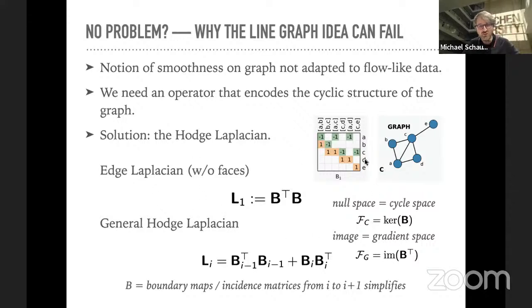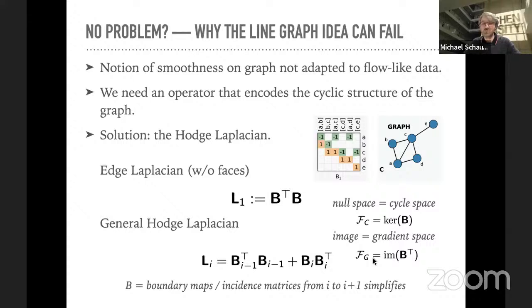But let's focus on the edge Laplacian for a second, and look at some of the nice properties that it has. In particular, for this operator, rather than the null space being associated to connected components, the null space is associated to the cycle space of the graph. So every vector that's in the kernel of the L1 Laplacian here is a cyclic flow. And orthogonal to this is the space of gradient flows. And this is just the image of B transpose.